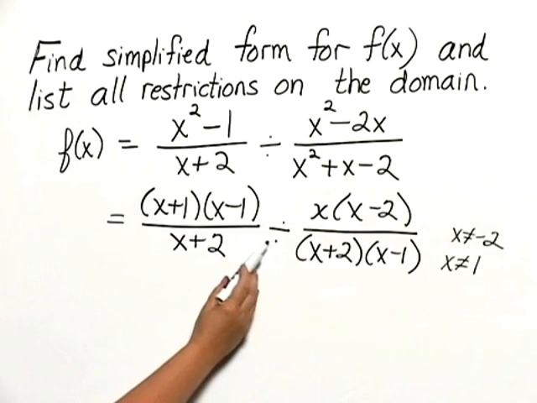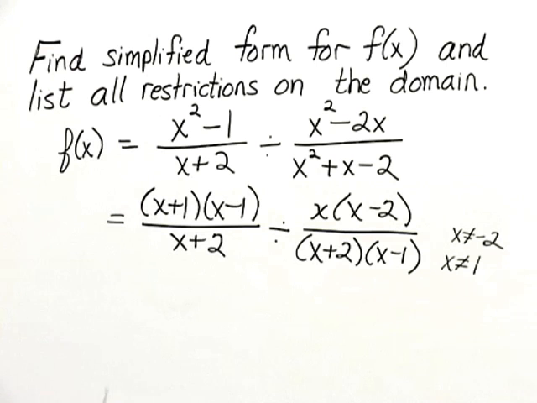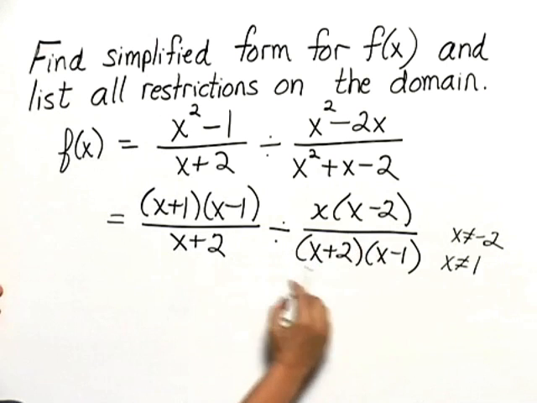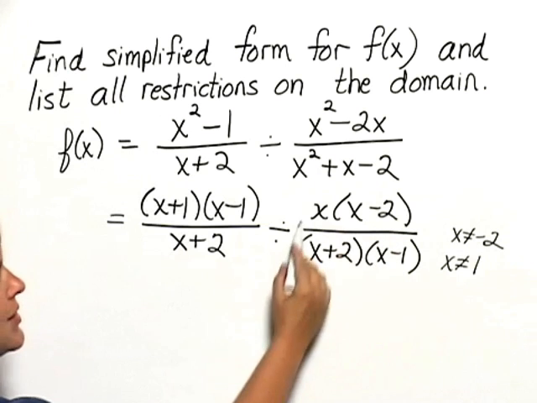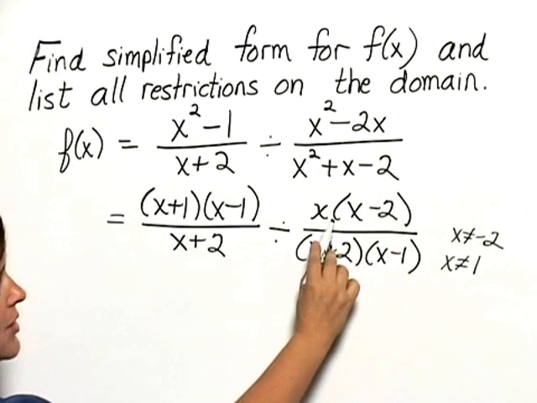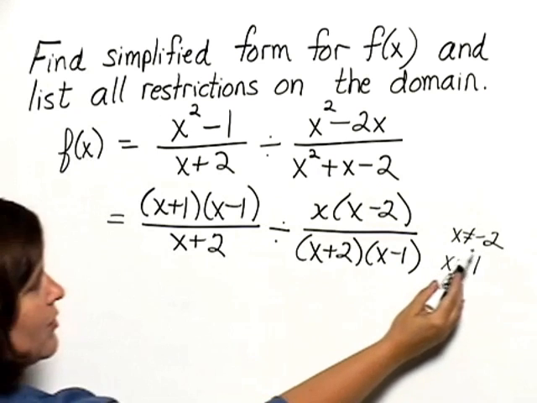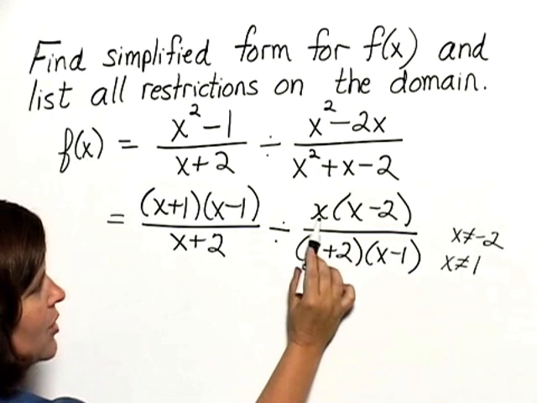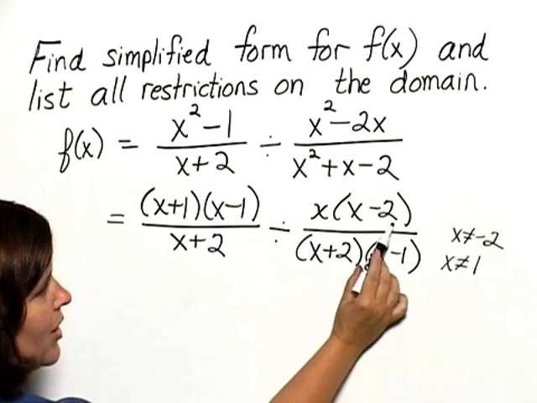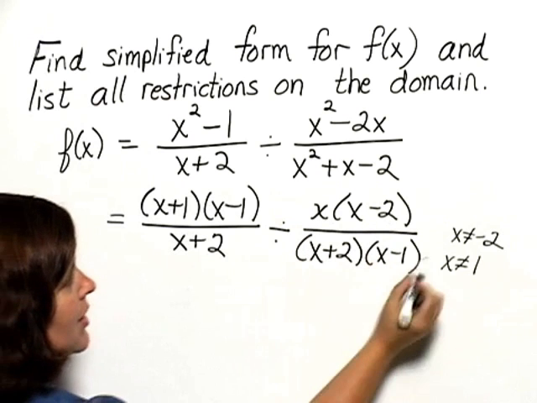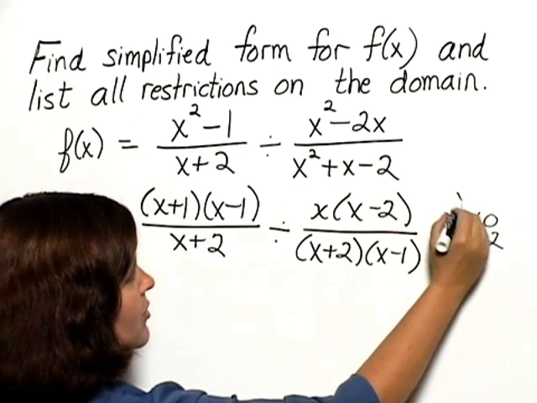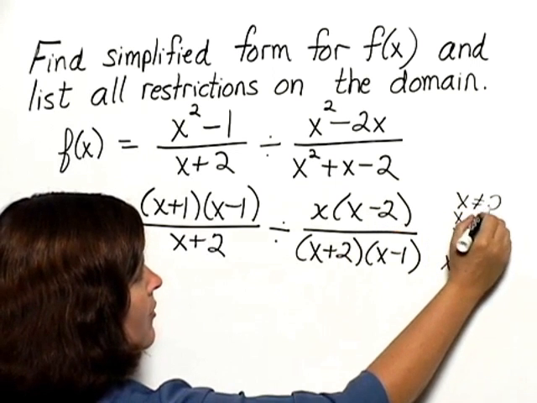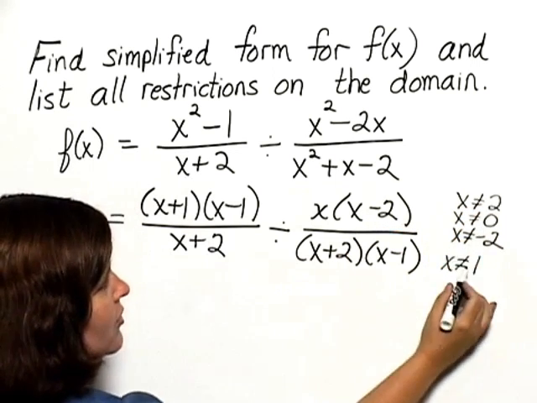But when we're dividing, there's one other thing we have to think about. We're dividing by this whole expression, so this expression cannot be 0. This expression is 0 when the numerator is 0. So not only are these two restrictions, but also values of x that make this numerator 0 are restrictions. So x cannot be 0, and x cannot be 2. Those are all the restrictions on the domain.